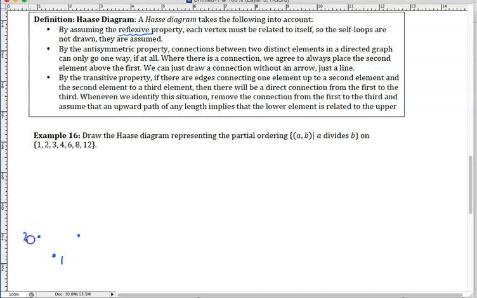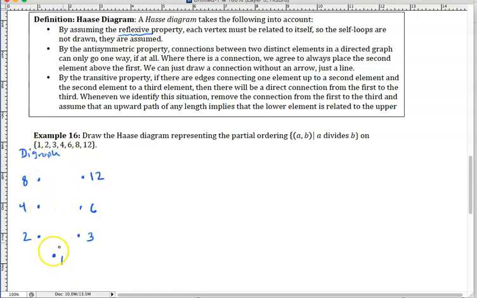1 divides into 2 and 3. And I'm going to put 4 here because 2 divides into 4. We're going to put 8 here. So we go from lower to upper, and let's put 6 and 12. Okay, so this is a good ordering right here. Let's draw the full digraph, and then we're going to show how it simplifies.